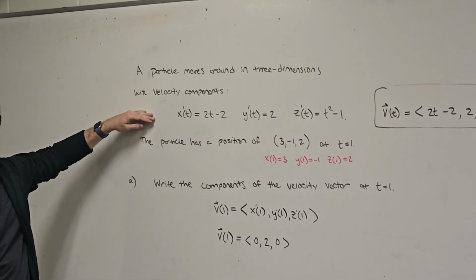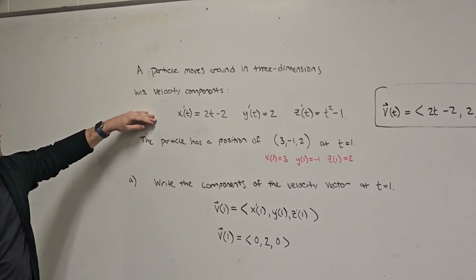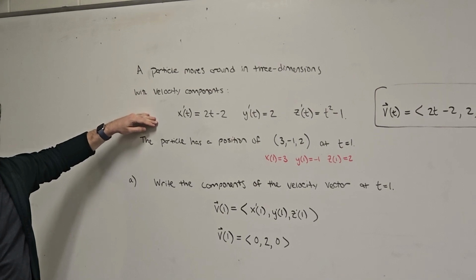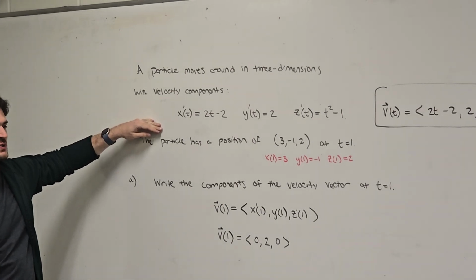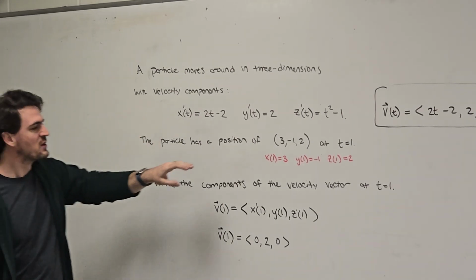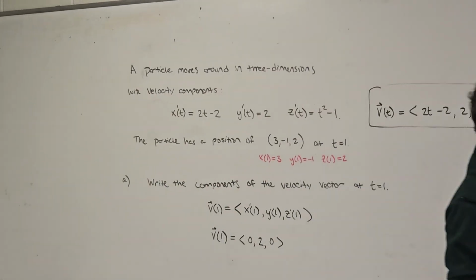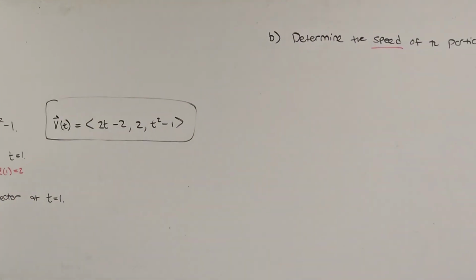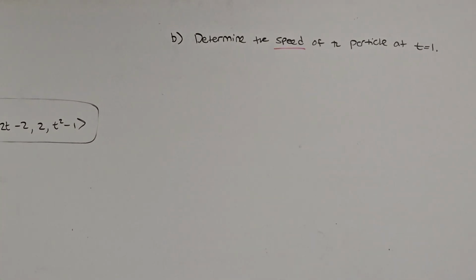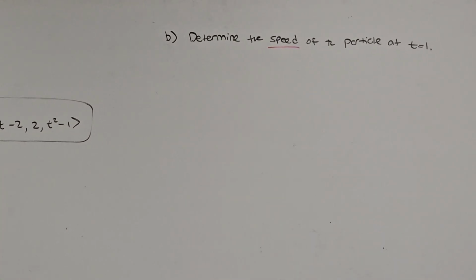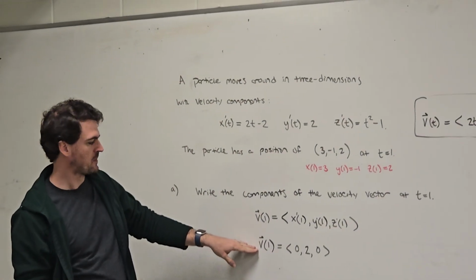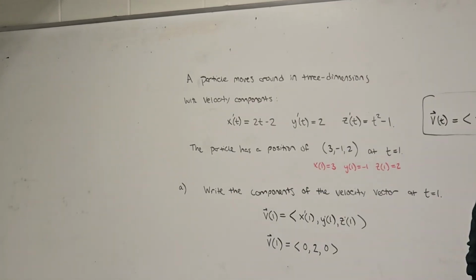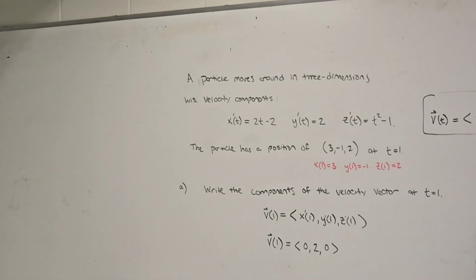Is it the direction? No, not the direction, it's the magnitude. Yeah, magnitude. So just mark this down in your notes. When it asks for the speed, and you're given a vector, it's the length of the vector, or the magnitude. So I have a velocity vector at t equals 1, nice. So if I want the speed, you just want the magnitude of that velocity vector at t equals 1.